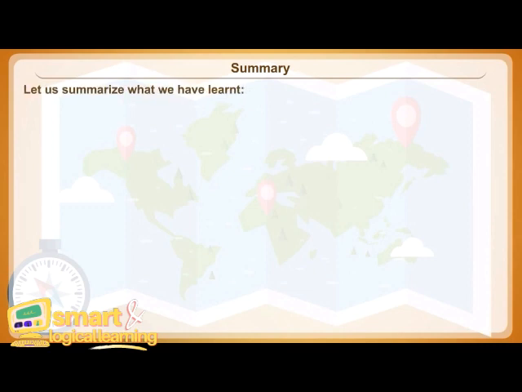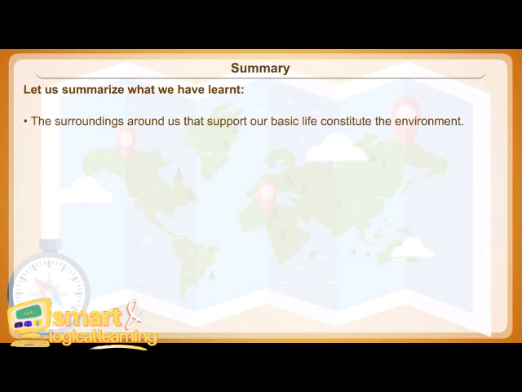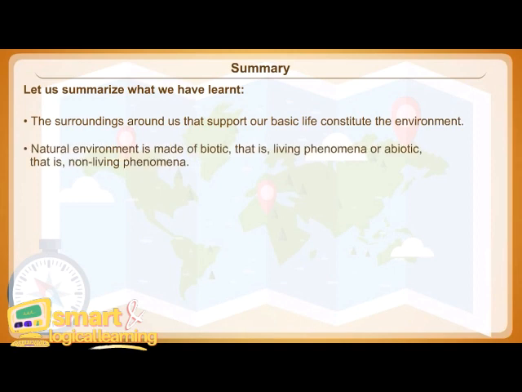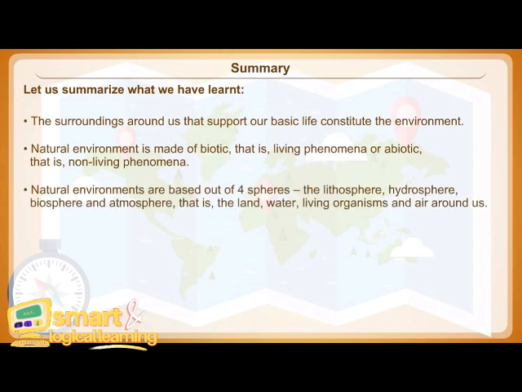Summary. Let us summarize what we have learned. The surroundings around us that support our basic life constitute the environment. Natural environment is made of biotic, that is living phenomena, or abiotic, that is non-living phenomena. Natural environments are based out of four spheres: the lithosphere, hydrosphere, biosphere, and atmosphere. That is, the land, water, living organisms, and air around us.